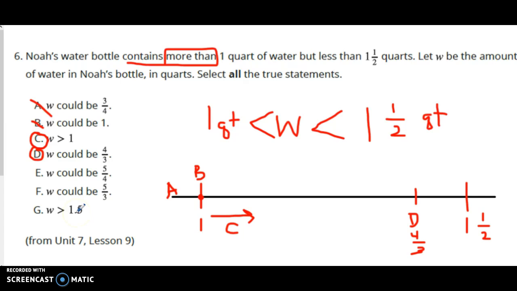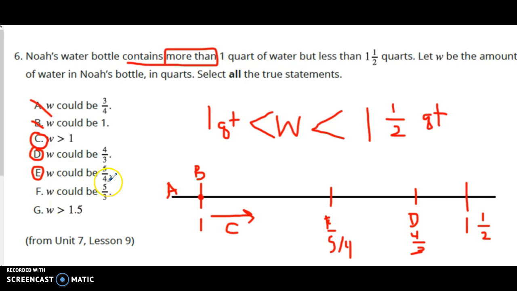Okay, E says W could be 5/4. That's 1 1/4, which is going to be in between 1 and 1 1/2. So I'm going to draw that line about here. E is 5/4. So E could be true.